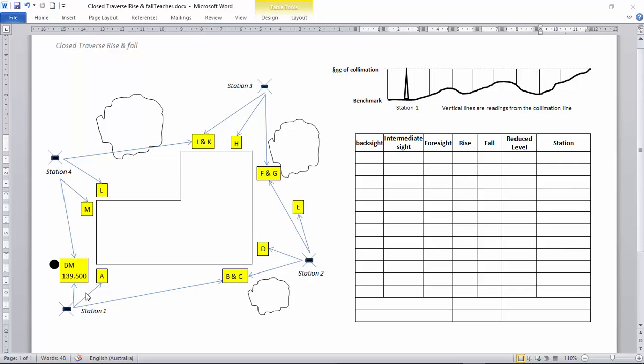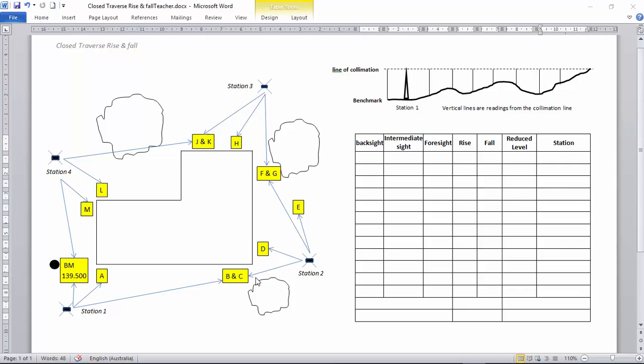We take our first reading from station 1 to our benchmark, which is our back site. Then our last reading B, our foresight, will be the first reading C from station 2. This provides the link from station to station, and the same method applies to the next stations, 2, 3 and 4. Okay, with our last reading being back to the benchmark. Okay, so we do the complete cycle.